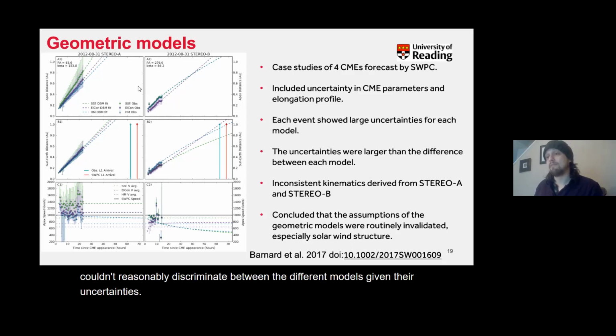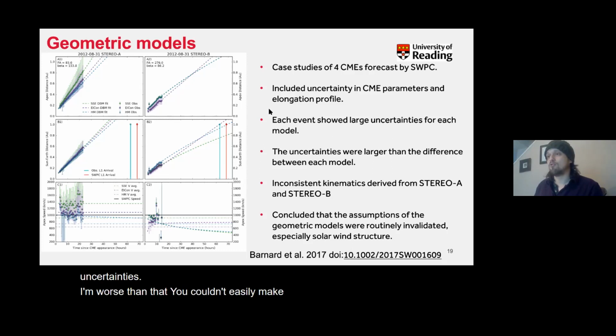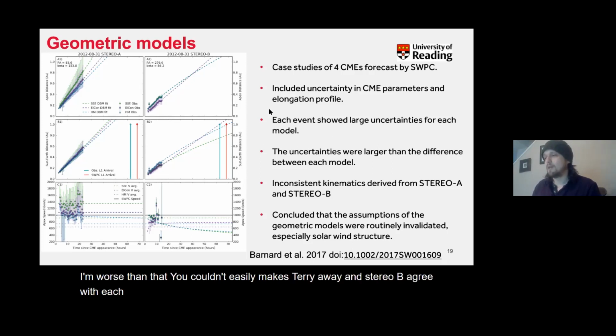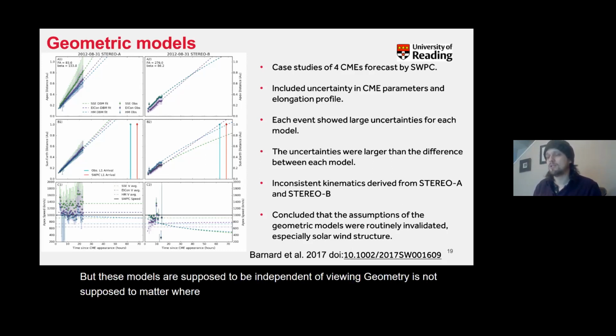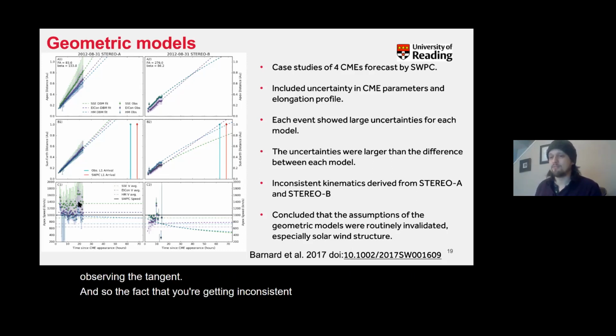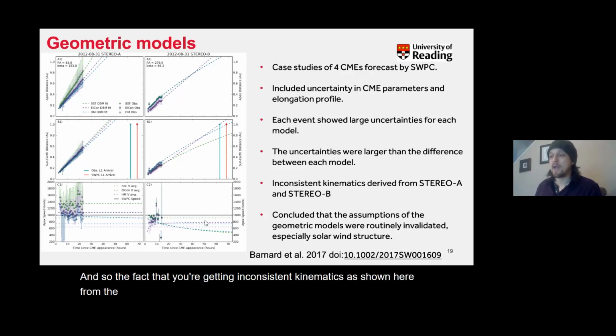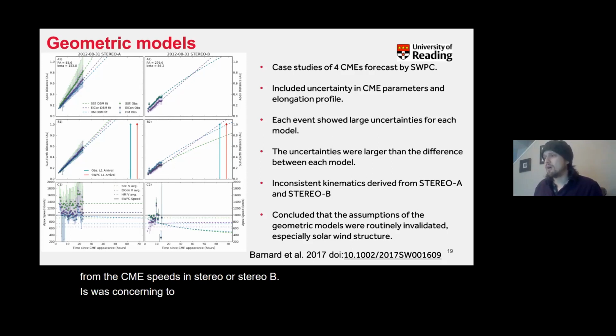And worse than that, you couldn't easily make STEREO A and STEREO B agree with each other. But these models are supposed to be independent of viewing geometry. It's not supposed to matter where you look at the CME from, just that you're observing the tangent. And so the fact that you're getting inconsistent kinematics, as shown here from the CME speeds in STEREO A or STEREO B, was concerning to us.